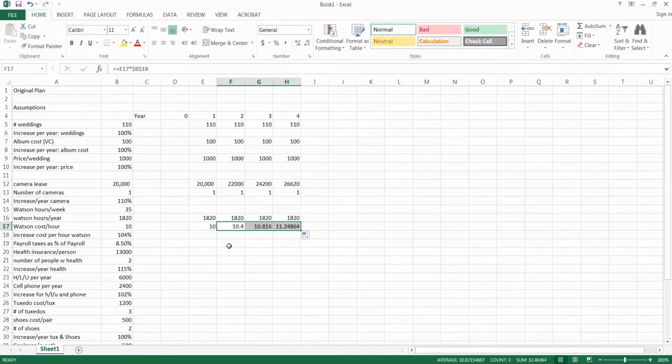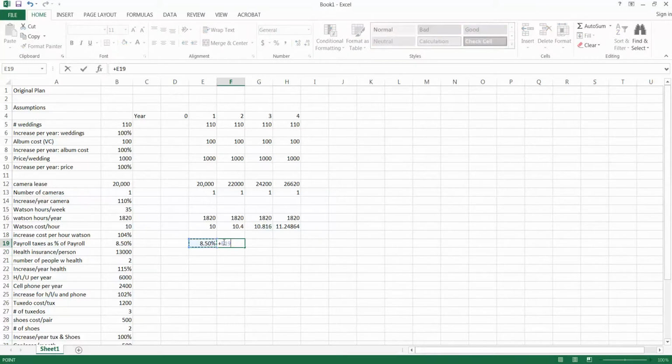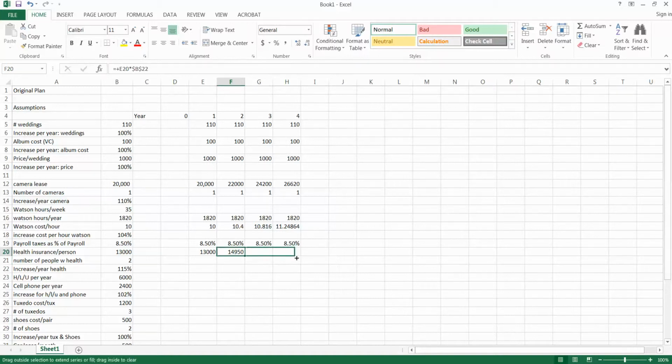Looks good. Payroll taxes is a percentage of payroll. And again, we'll want to refer to the prior year. That way, if there's some sort of change, we've picked that up already. Our health insurance we know is 13,000 for year 1, and for year 2 it's going to be 13,000 times this 115%, which we're going to want to anchor, and that will allow us to carry that right across. Number of people on health insurance, pick that up as a plus, and then for year 2 we just pick up the prior year, same for year 3, and same for year 4.